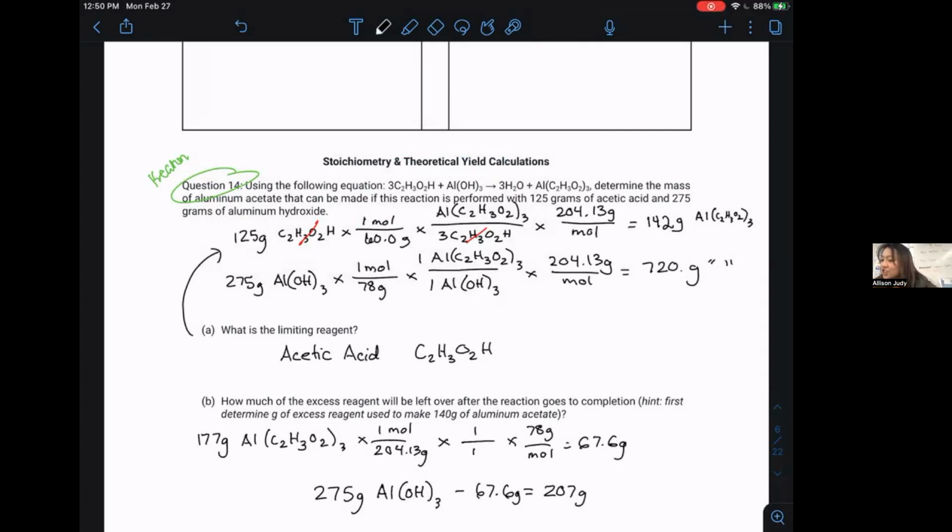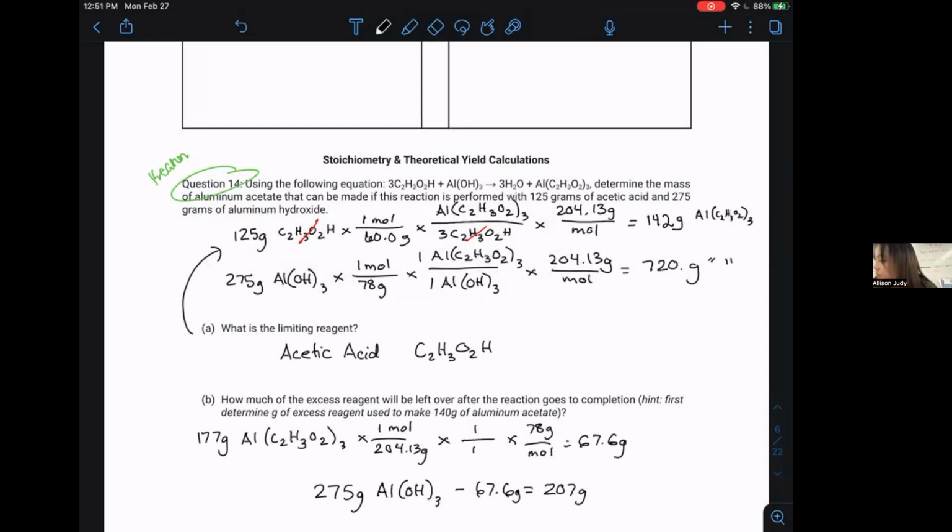Perfect. So then you do it with the second one though, because that's not a safe bet. You can't just do one and be like, yeah, that's it, that's what I'm going to get. Because again, it really matters the mole amount that you start with compared to the mole ratio that you have to react it with. So then you do the same process for aluminum hydroxide, and you'd get 720 grams of aluminum C2H3O2, 3 of them.